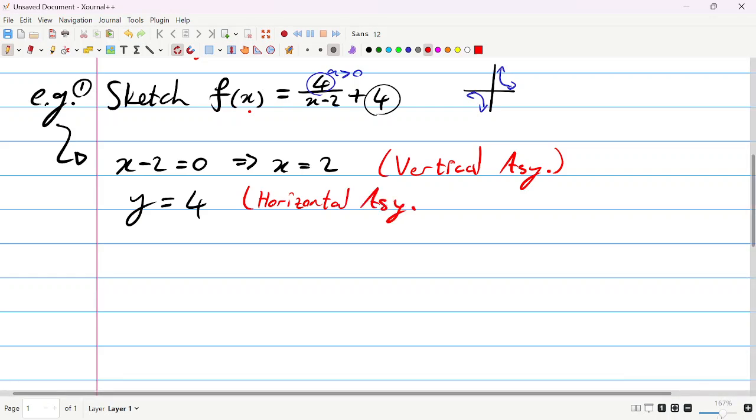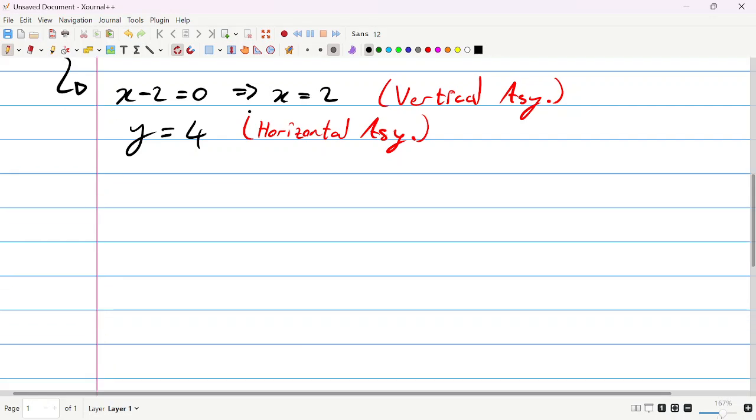Okay. There we go, finally. So now we've got our asymptotes. We're not going to draw that yet, but the next thing we're going to find is our x-intercepts. Now how do we find our x-intercepts?